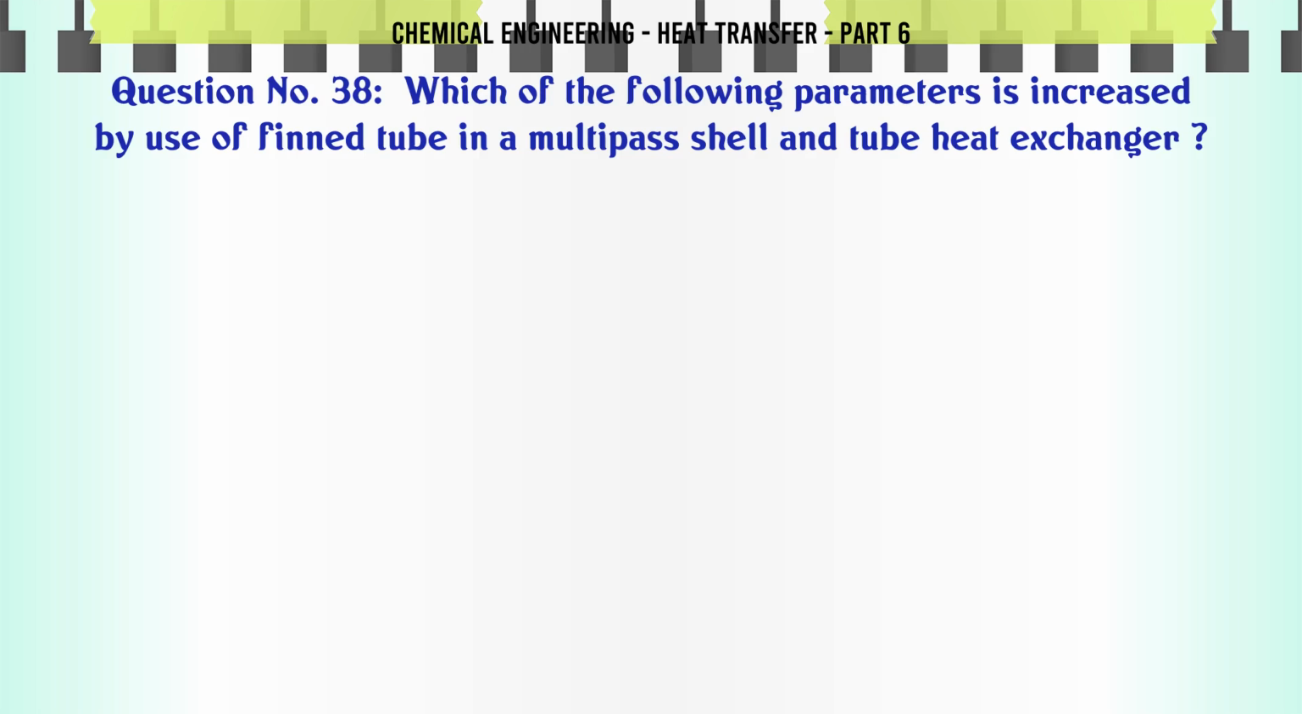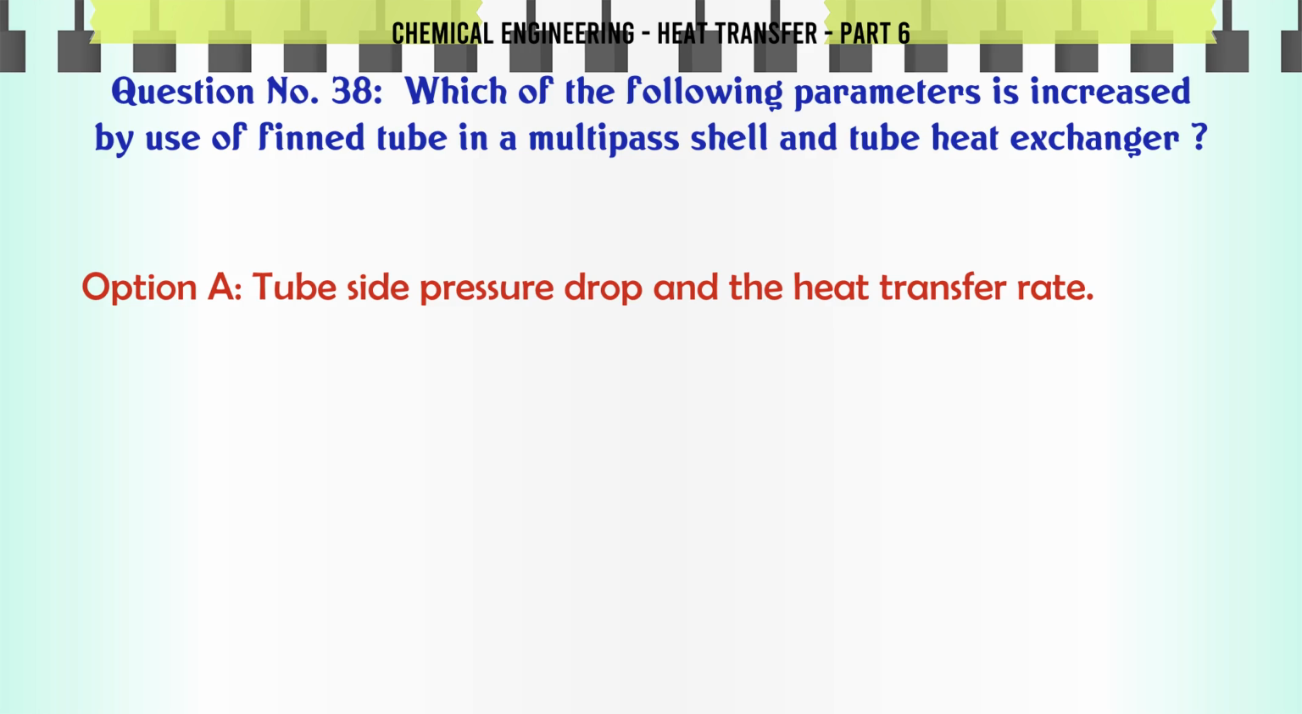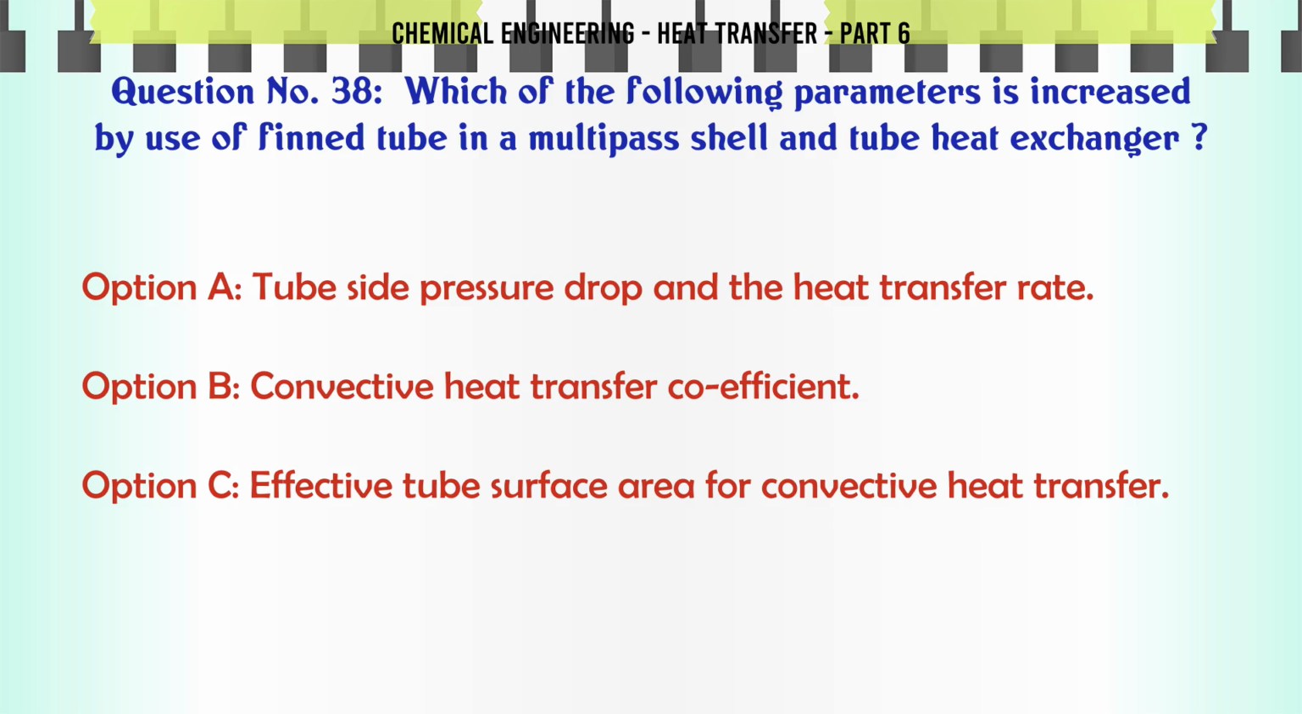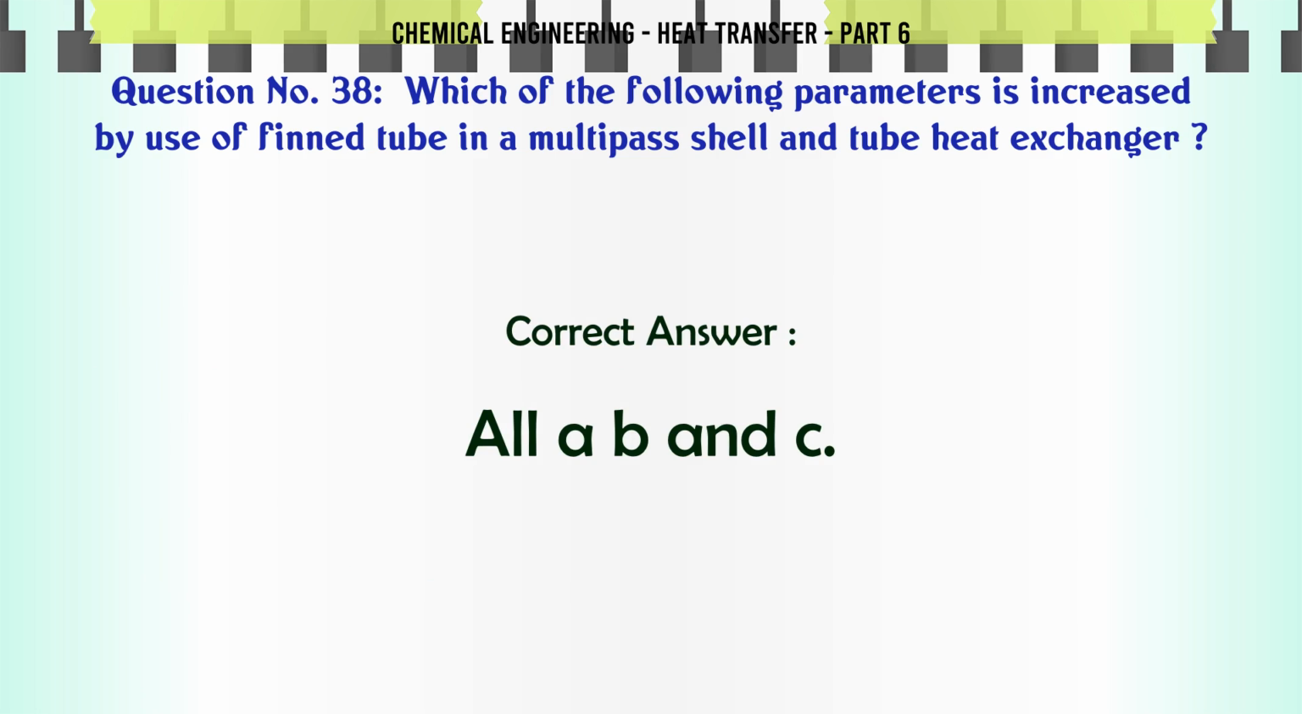Which of the following parameters is increased by use of finned tube in a multipass shell and tube heat exchanger? A. Tube side pressure drop and the heat transfer rate, B. Convective heat transfer coefficient, C. Effective tube surface area for convective heat transfer, D. All A, B and C. The correct answer is all A, B and C.